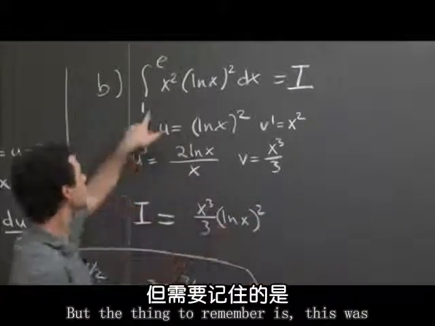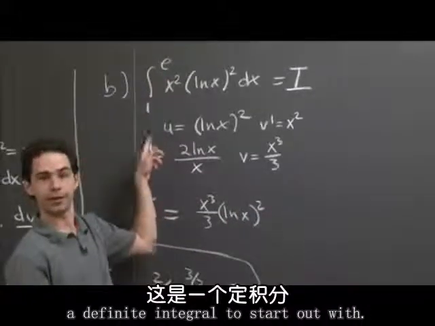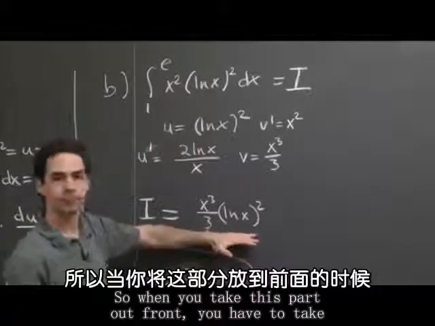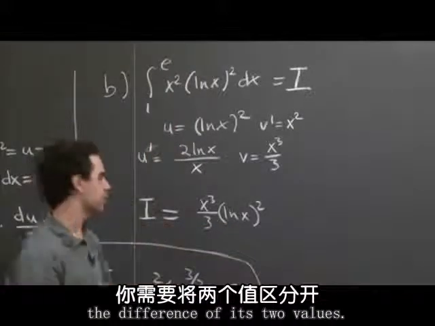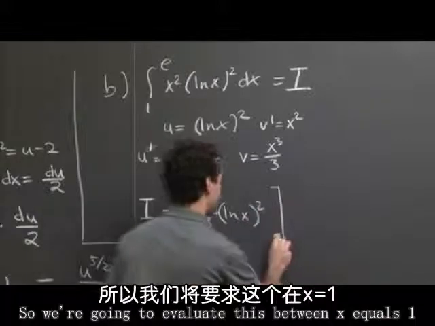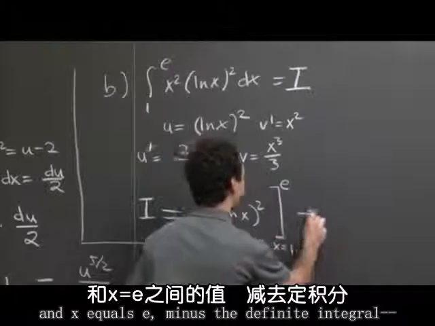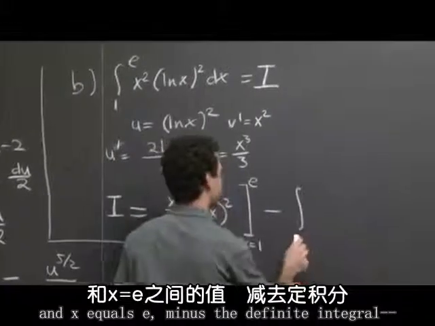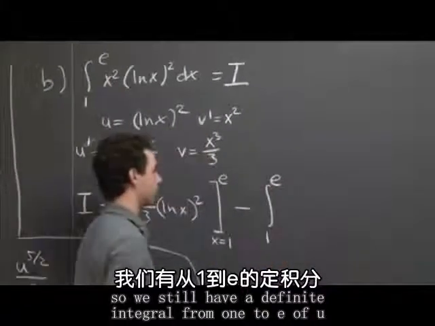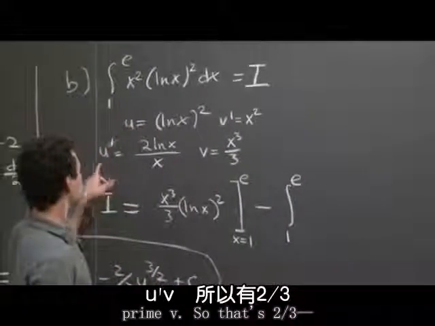But the thing to remember is this was a definite integral to start out with. It's from 1 to e. So when you take this part out front, you have to take the difference of its two values. So we're going to evaluate this between x equals 1 and x equals e, minus the definite integral. So we still have a definite integral from 1 to e of u prime v.